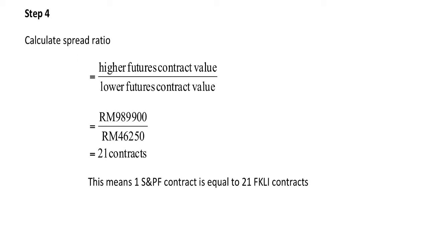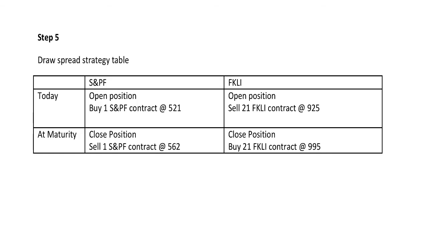So how to interpret the spread ratio? You look at the contract with the higher futures contract value. That contract becomes one contract. The contract with the lower futures contract value becomes the spread ratio. In this example, the higher futures contract value is S&P, so S&P is equal to 1. The lower futures contract value is FKLI, so FKLI is equivalent to 21 contracts. From the spread ratio, 1 contract of S&P is equivalent to 21 FKLI contracts.